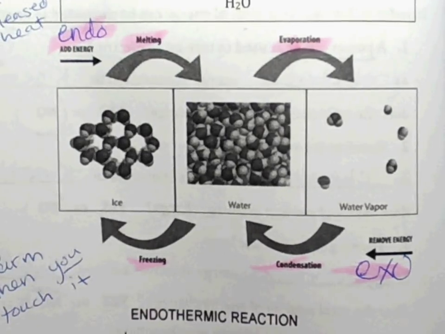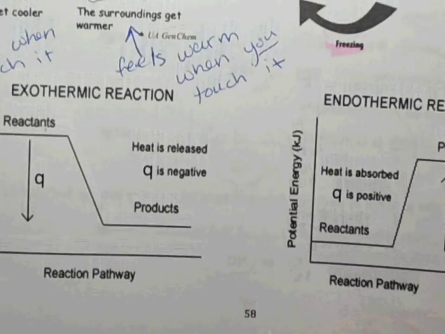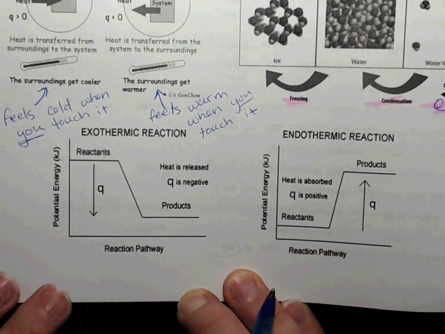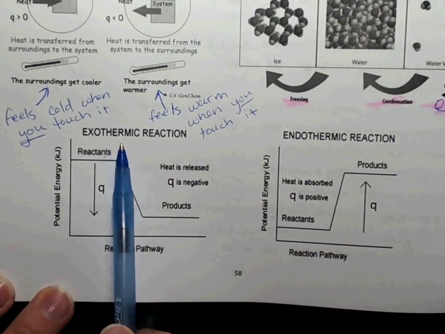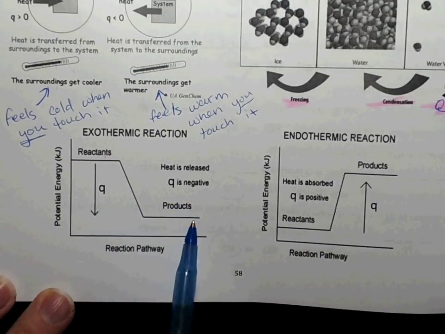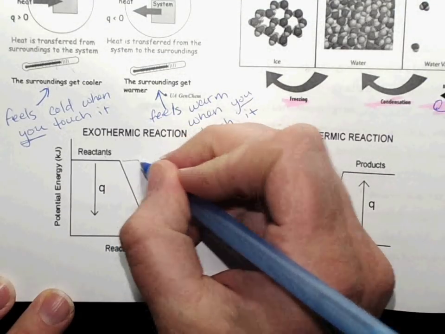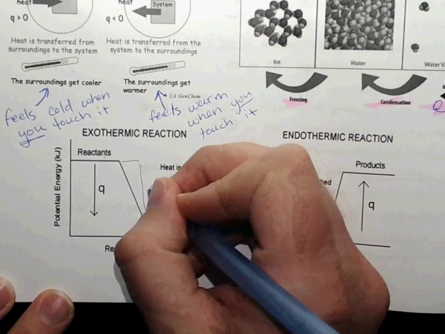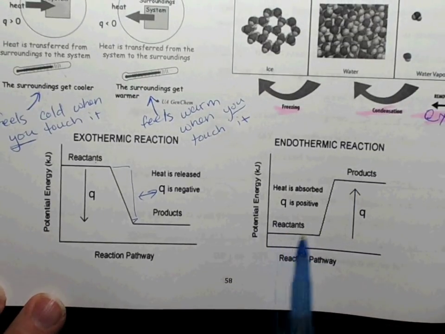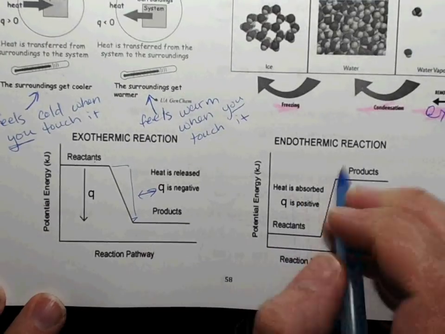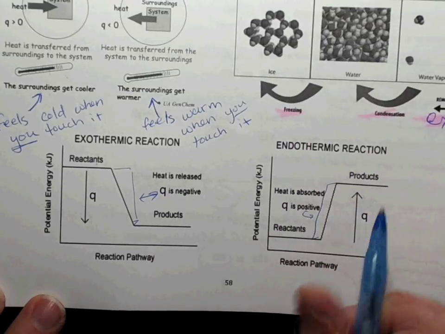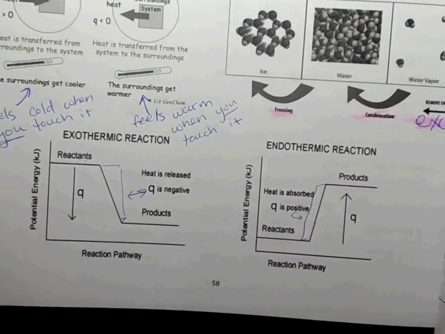You can also look at these two graphs down here of endothermic and exothermic reactions. In an exothermic reaction, the heat is released, so Q is negative, and you can see the reactants have more energy than the products, and this amount of energy right here, that is the negative released Q, heat. In an endothermic reaction, the reactants start off with some amount of energy, and then they gain energy, heat is absorbed, so Q is positive to make your products. The products have more energy than the reactants.